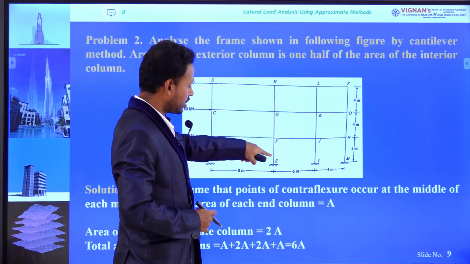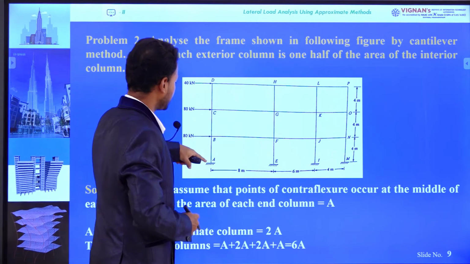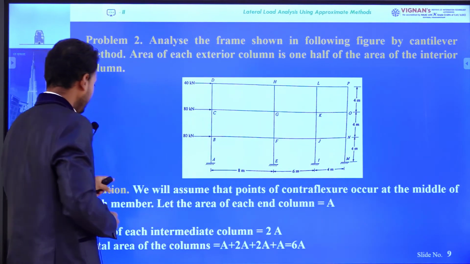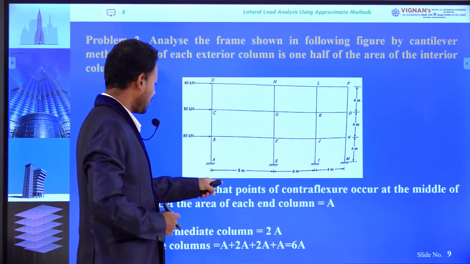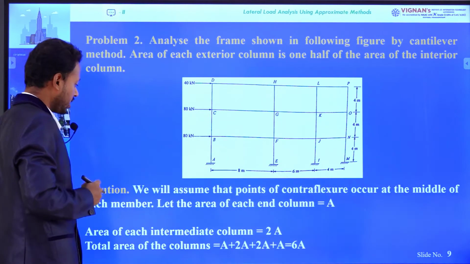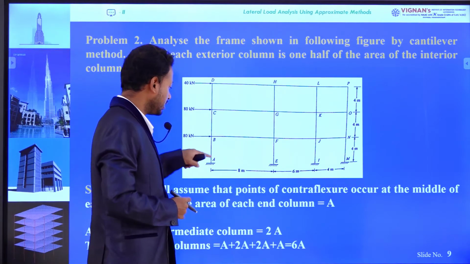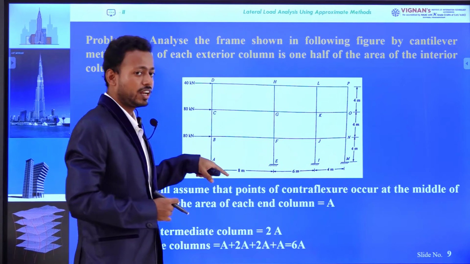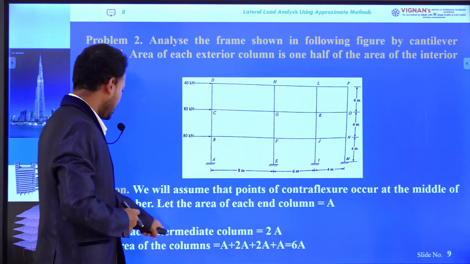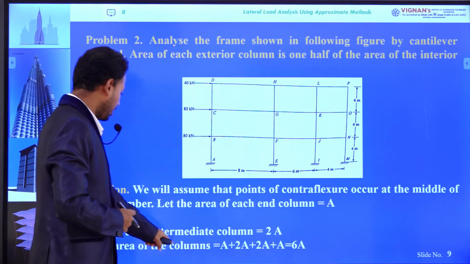So the cross-sectional area of this interior column is twice A and the cross-sectional area of this exterior column is A. We will assume the points of contraflexure occur at the middle point of each member. Let the area of each exterior column be A, and the area of the intermediate column twice A.